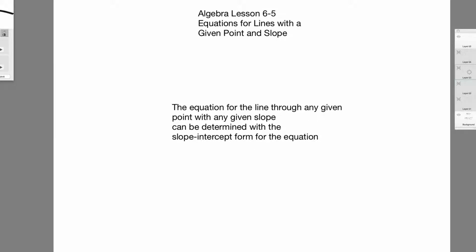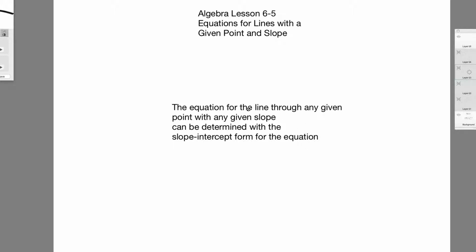All right, we're on to Algebra Lesson 6-5. This is equations for lines with a given point and slope. I'm going to be going through some examples that are not in the textbook. You do want to read the text, make sure you know the definitions involved, and pay attention to the material in the tan boxes.